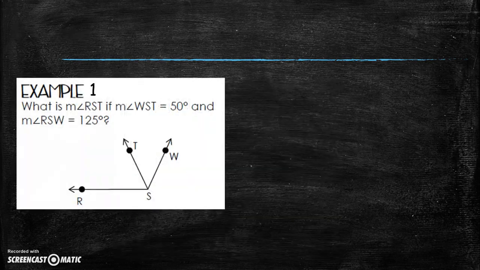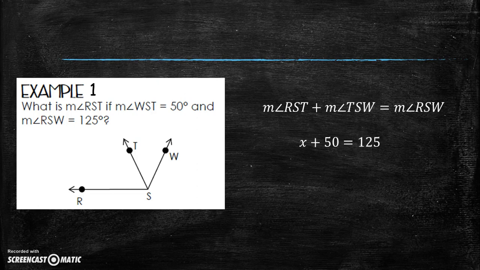So let's see this in action here in example 1. It's asking for the angle RST. We're told that angle WST is 50 and that the whole angle RSW is 125. So if angle RST plus angle TSW equals the whole angle RSW, we can actually fill in that information. Right? WST was 50, RSW was 125. We can subtract 50 from both sides and we find that angle RST is 75 degrees.